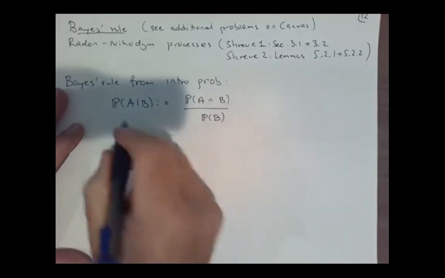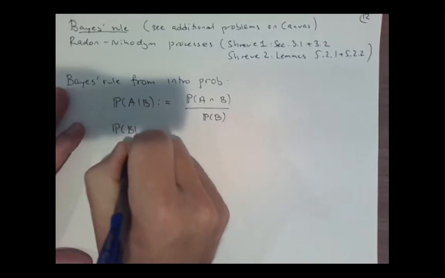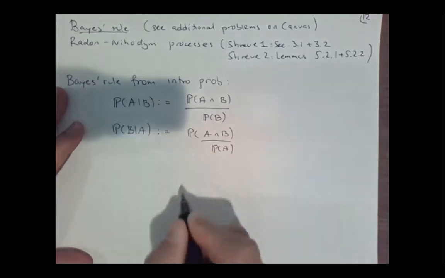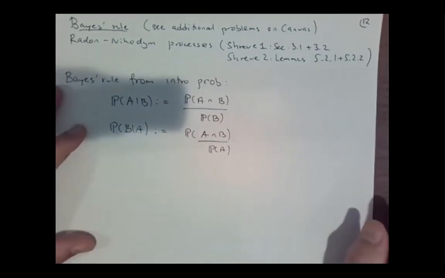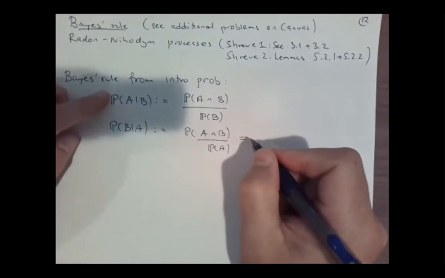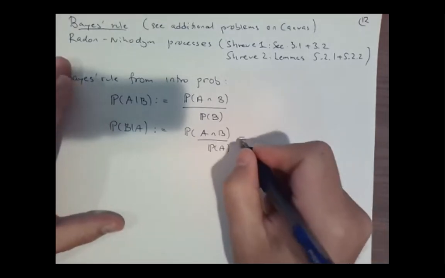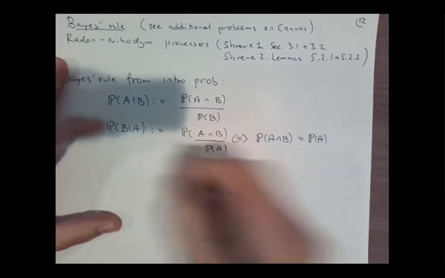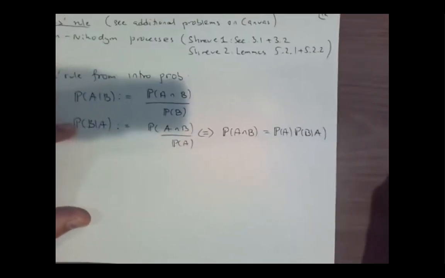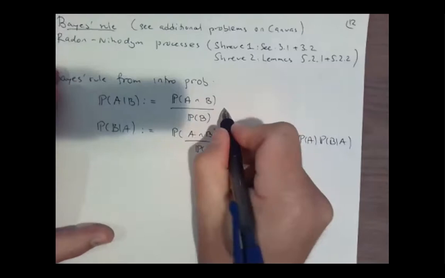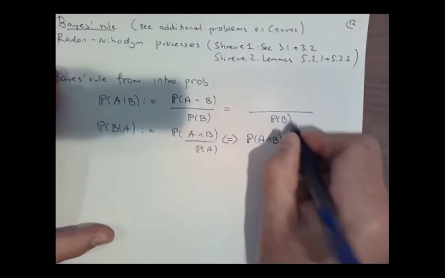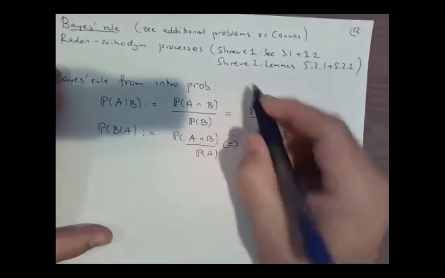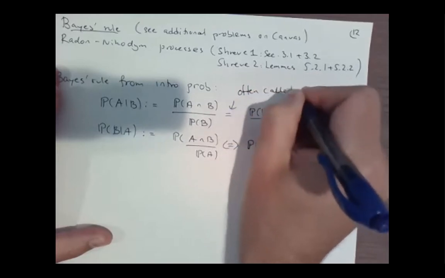Now of course I have the identical formula if I switch B and A. This will be by definition P of B given A, but now we divide by P of A. Provided that A and B have positive probability, I'll get this. And so you can see that I can relate one to the other. I'll get that P of A intersection B will be P of A times P of B given A. So now I have an expression for the intersection, and I can plug that into the first formula. This is P of B, and up here I'll have P of B given A times P of A. This is often called Bayes' formula.